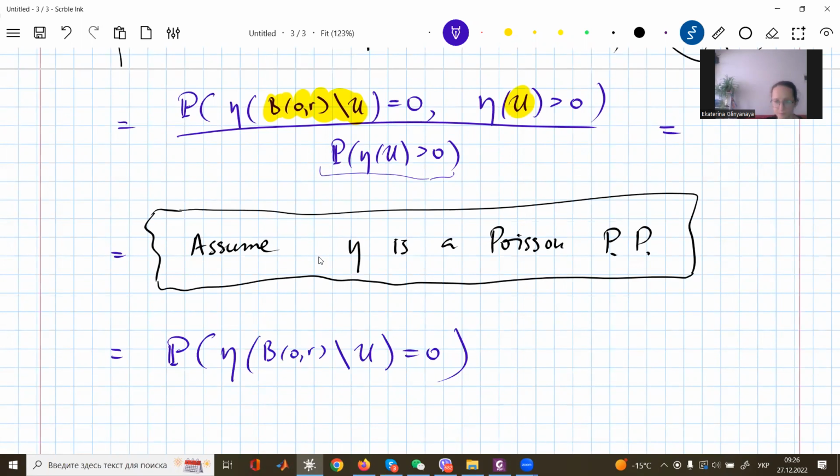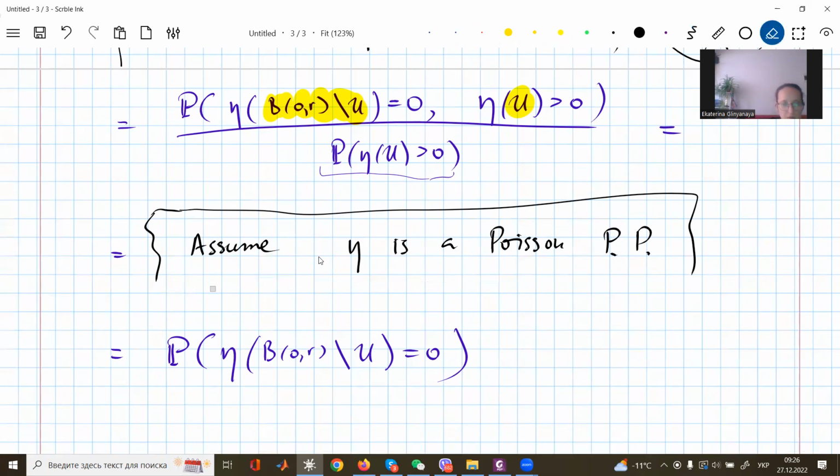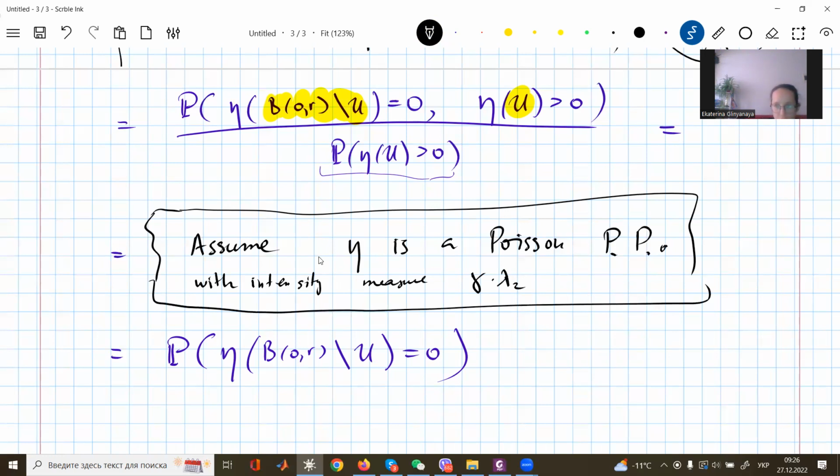So now we can calculate this one. Since we have a Poisson point process, let me also write that I have the intensity measure gamma times Lebesgue measure on R2. I will consider R2 on R2. Then I can calculate this value.